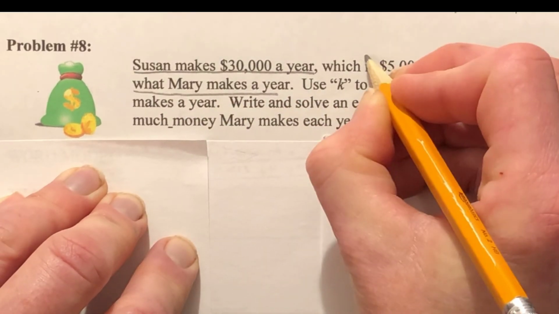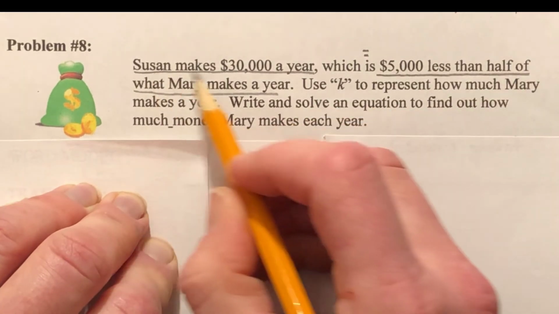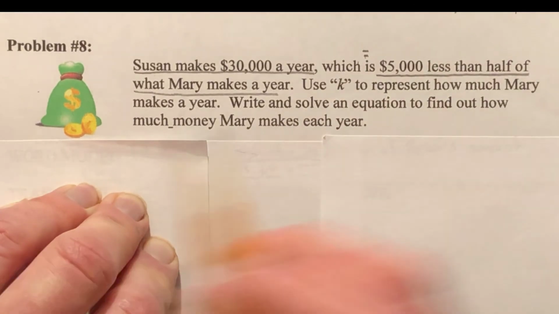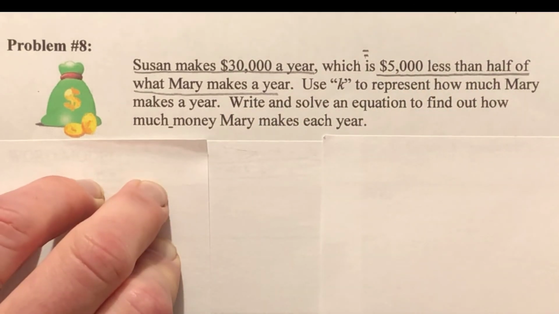You see the word is? That's how you know there's an equal sign. Susan makes $30,000 a year, which equals $5,000 less than half of what Mary makes a year.